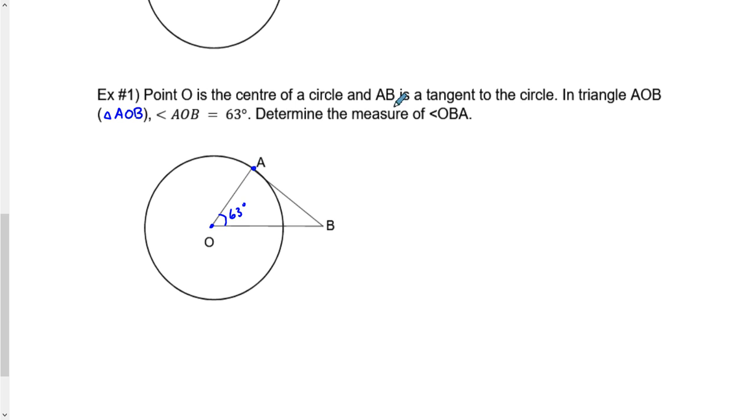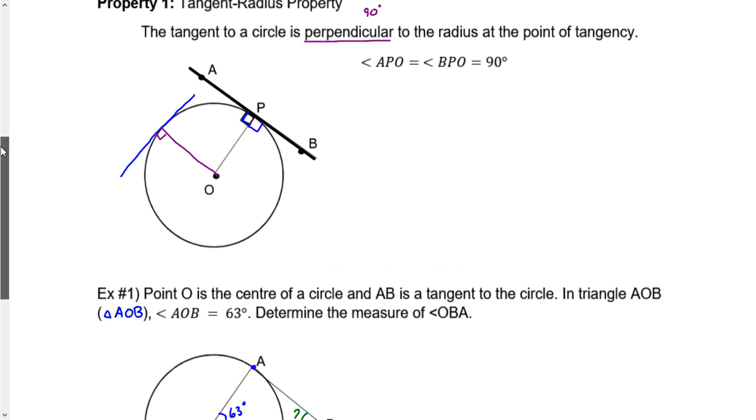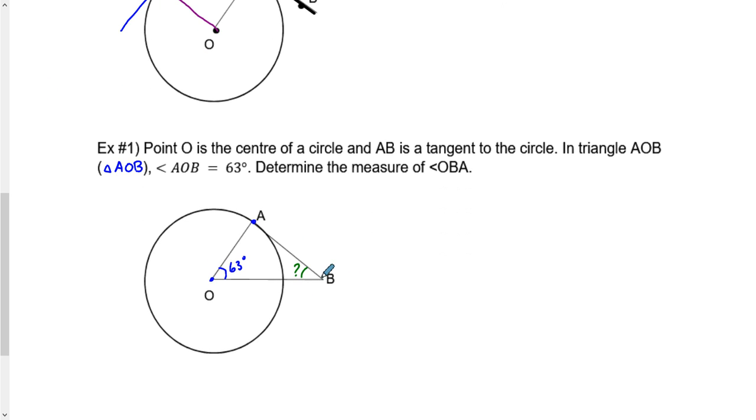What we need to do is determine the measure of angle OBA. This is the idea of a property that we will be using in further years. Tying back to our first property, the tangent to a circle is perpendicular, or 90 degrees, to the radius at the point of tangency, meaning this tangent line AB is creating a 90-degree angle with the radius OA.